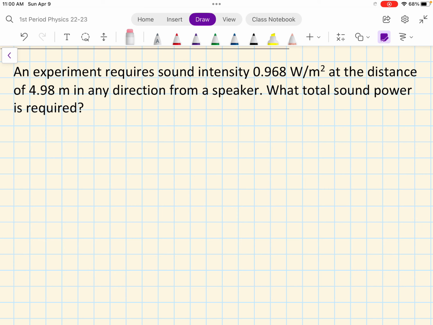Hey guys, this is a quick example on sound intensity and power. This is part of unit number 7, dealing with waves and sound.